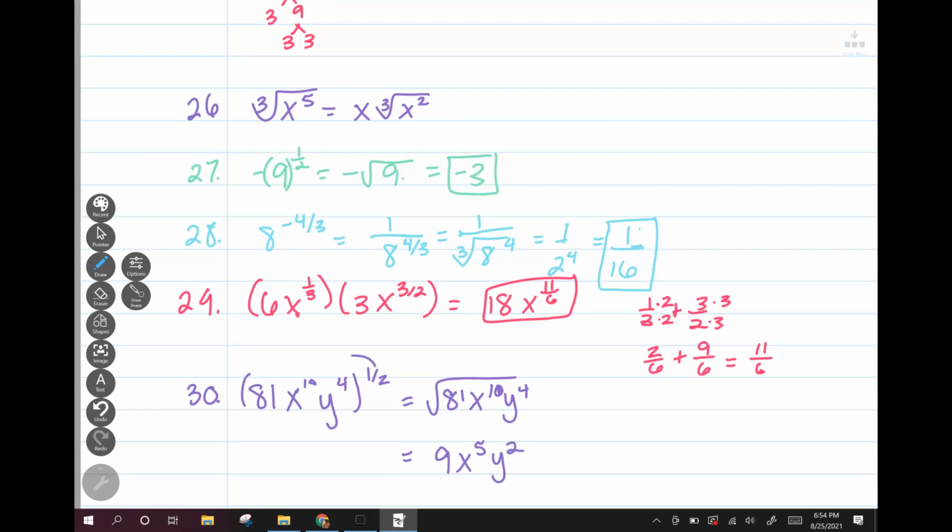You could have also gotten those two exponents by actually distributing the 1/2. Remember, power to a power gets multiplied. So that's 10 times 1/2 is 5, and 4 times 1/2 is 2. So you get the same thing either way.